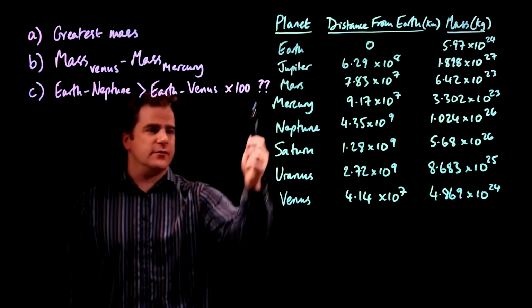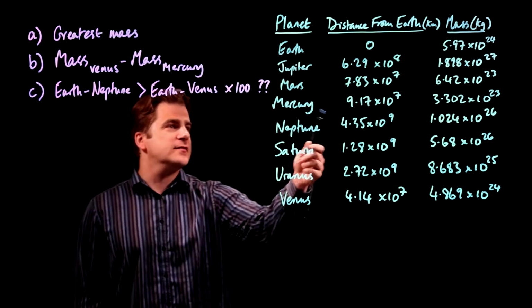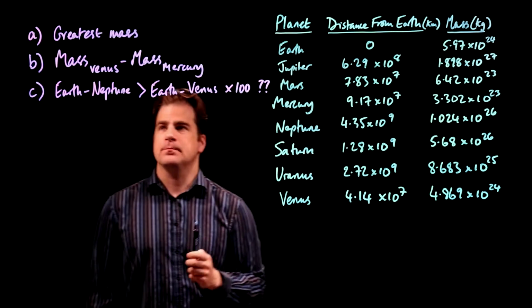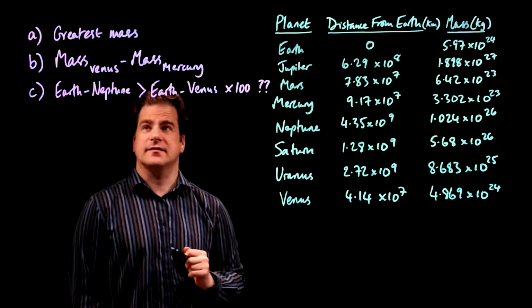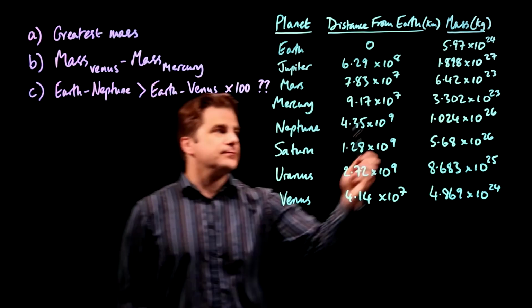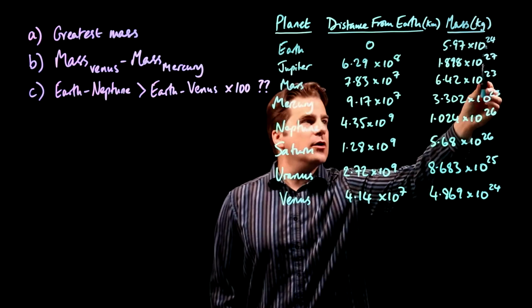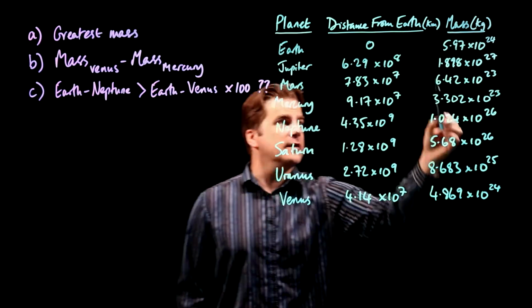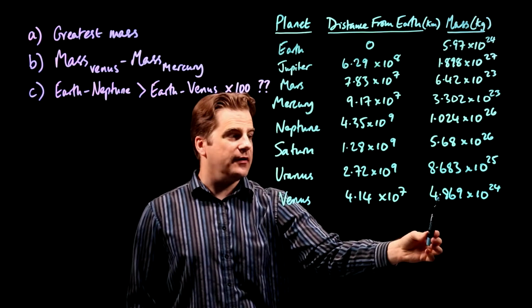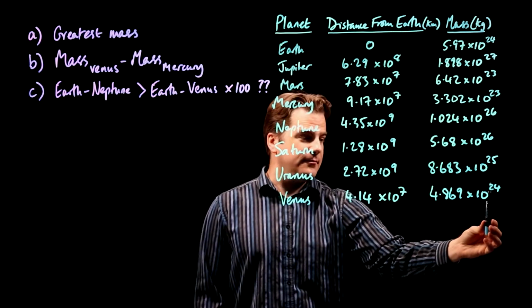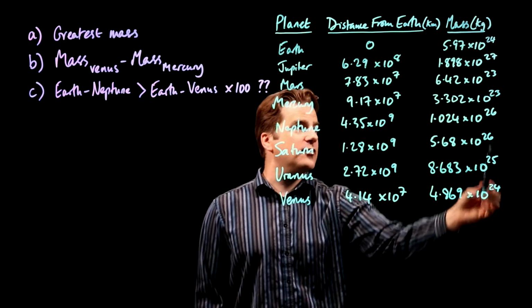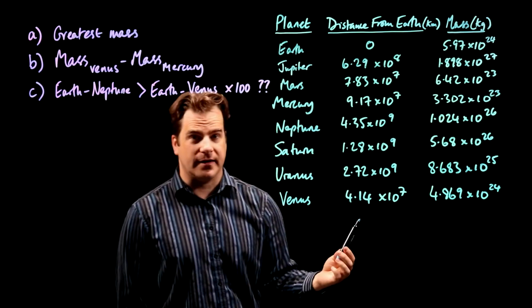Okay, we've got a list of the planets here, their distance from the Earth and their mass. First question, we have to pick out the planet with the greatest mass. Well, that's this column. Look at this number here, okay? Don't worry about this number yet. Look at that one. That's the power. Doesn't matter what this number is, the one with the biggest power is going to have the biggest mass.